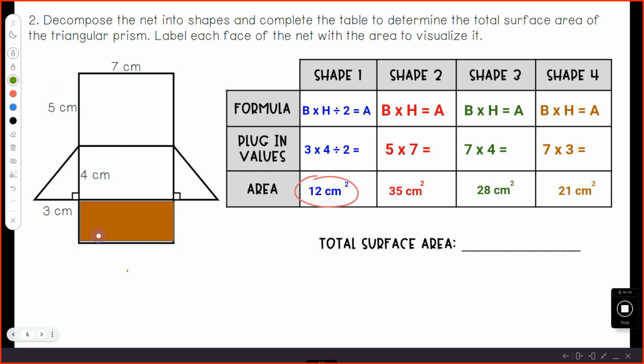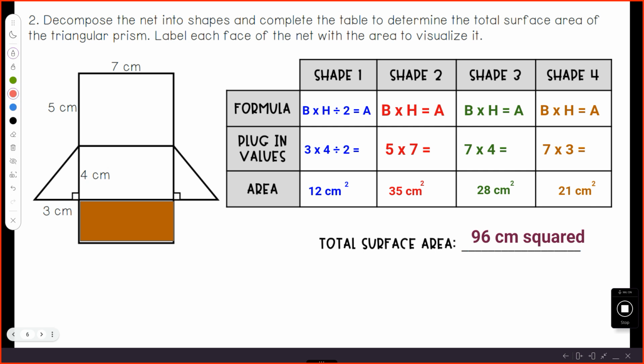And once we have found out all of those numbers, we're just going to add them up. Excuse me. We're just going to add them up, and when we do, the total surface area is 96 centimeters squared.